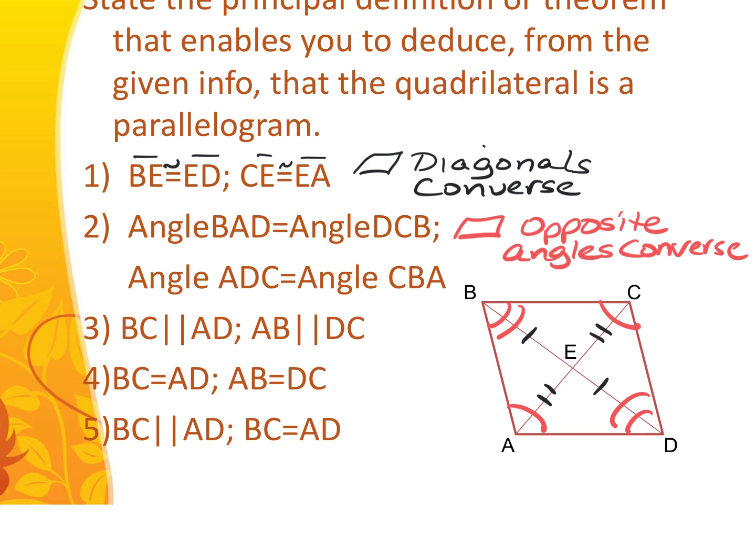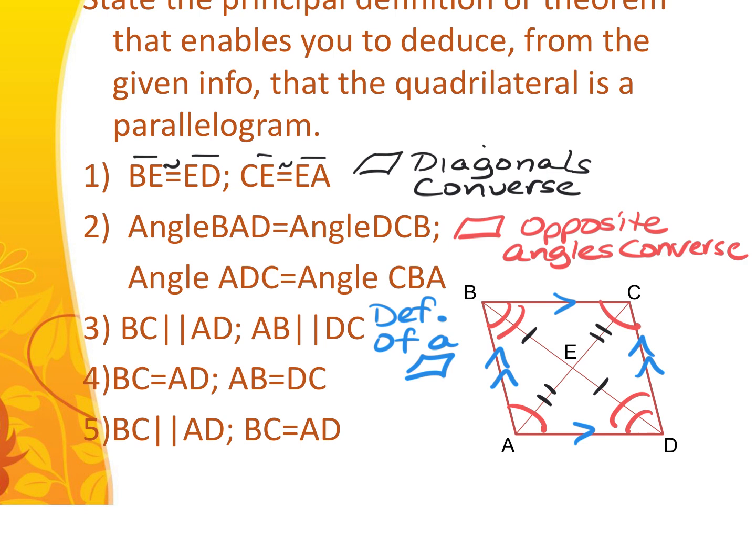For the next part, they're telling me that BC is parallel to AD and that AB is parallel to DC. When I have both pairs of opposite sides parallel, this tells me it's a parallelogram by using the definition. So I would be using the definition of a parallelogram for number 3.